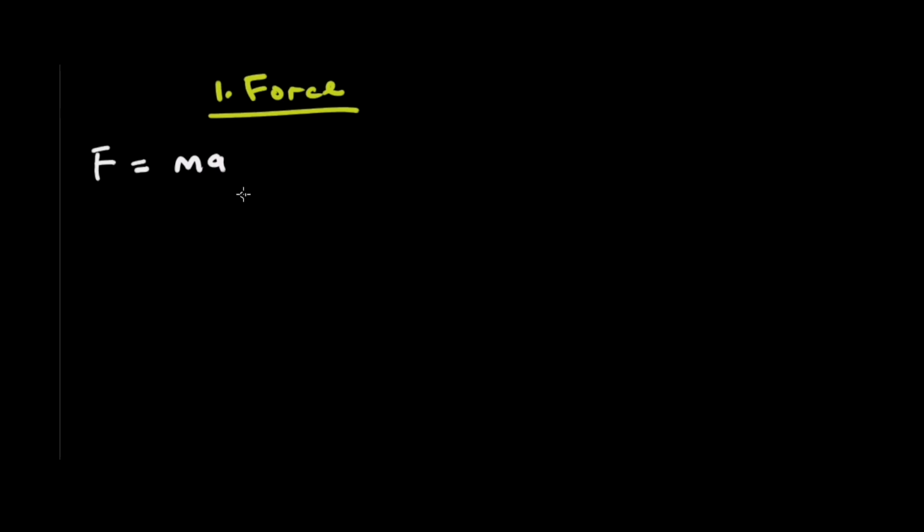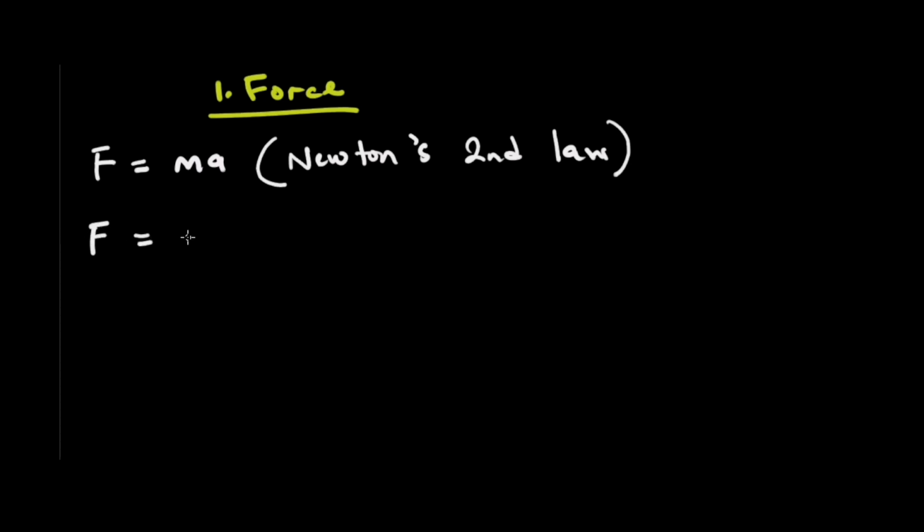F is equal to ma, and it's important to remember that this is Newton's second law of motion. We will learn Newton's laws of motion a bit later, but it's important to know and remember that F is equal to ma is the second of Newton's laws of motion. In our derivation of derived units, we have the formula. So how will we use this formula to arrive at the derived unit? We will say F, which is force, is equal to mass times acceleration, m times a.